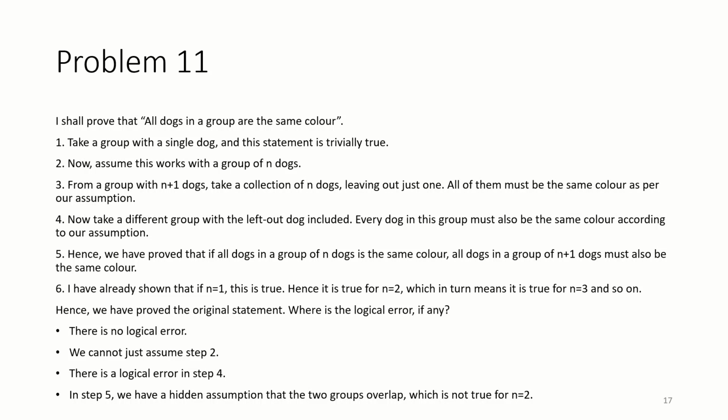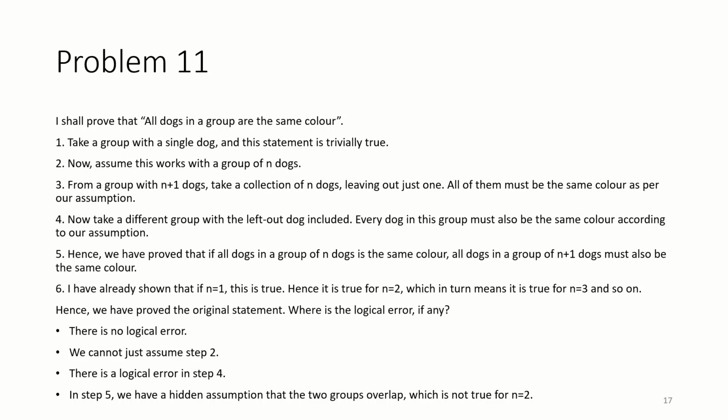Sir, step 3 is saying that out of n plus 1 dogs, we create a group using n dogs and all of them have the same color. Now step 4 is saying that we have to take a different group with the left-out dog included. In step 4 they are making another group, and in that group only one dog is there according to statement 1: take a group with a single dog, and this statement is trivially true. Now statement 4, second part, says every dog in this group must be the same color according to our assumption. According to me, this could be a small logical error, that a group could contain more than one.